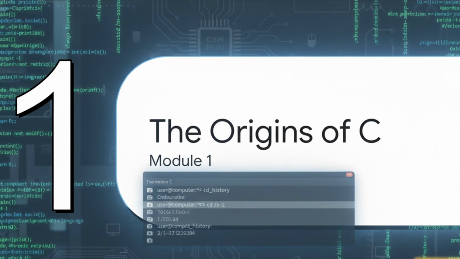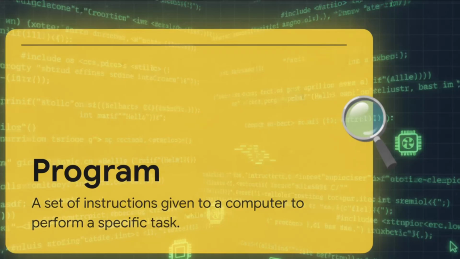All right, Module 1, the origins of C. Before we even think about writing a single line of code, we really need to understand what code actually is. Let's demystify this right out of the gate. A program is simply a set of instructions given to a computer to perform a specific task. Literally, that is it. There's no magic here. The computer is basically just a super fast but incredibly literal worker. It only does exactly what you tell it to do, step by step, using a language it can understand.